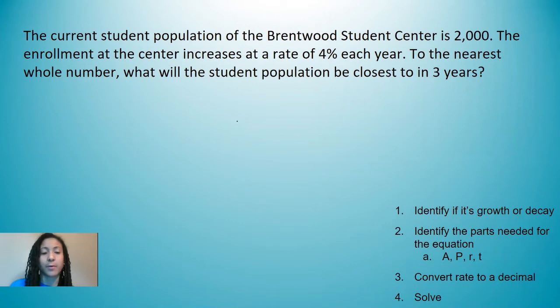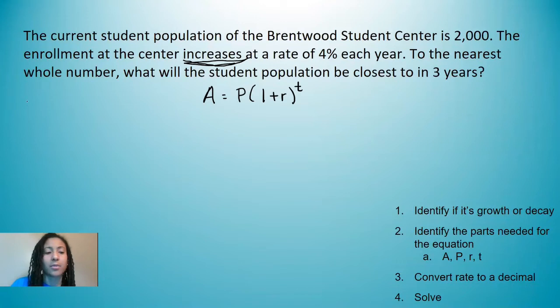So in this problem, do we have growth or decay? This will be a growth problem because it says we're increasing. So we know we're going to be using the formula A is equal to P times 1 plus R to the T. Now, we need to identify our variables. We want to know to the nearest whole number the student population in 3 years. So once again, we're looking for A.